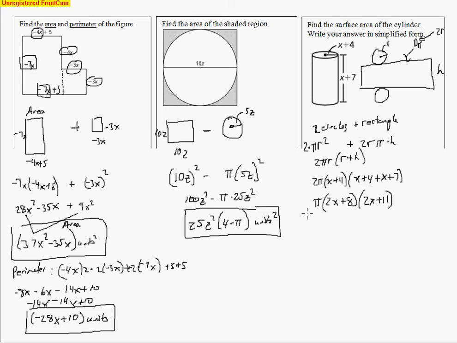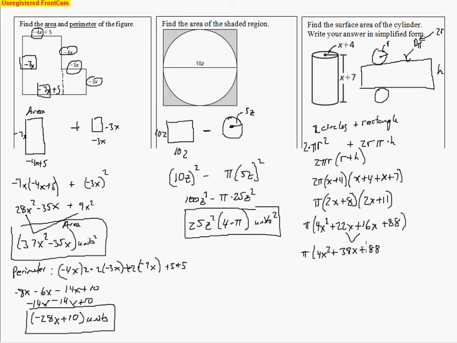So I multiply out using the FOIL method. So I still have this pi, and it's being multiplied by 4x squared plus 22x plus 16x plus 88. So I just use the FOIL method: first, outer, inner, and last. So I'll collect these two terms right here. So I still have this pi. Got 4x squared plus, this makes 38x plus 88.